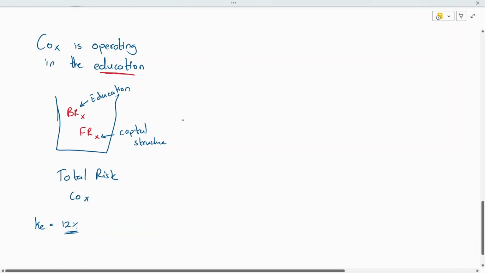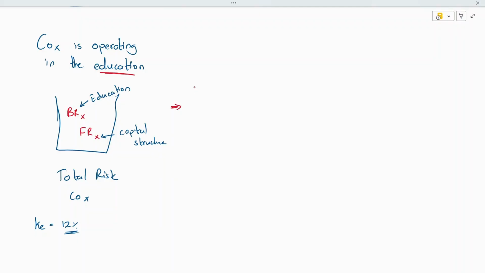So now let's assume Company X is getting tired of operating in the education industry. We are fed up of operating in the education industry. Done a lot of projects. We've made a lot of investments. We've opened a lot of colleges, schools, whatever. So we are kind of bored. So in the education industry, we don't want to operate anymore.